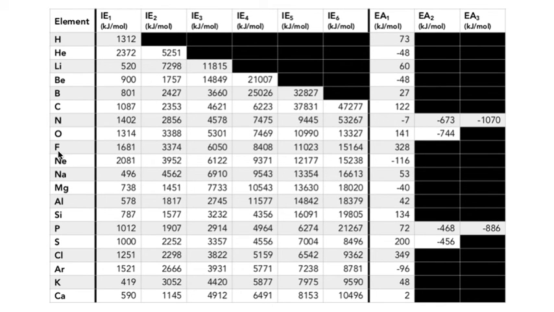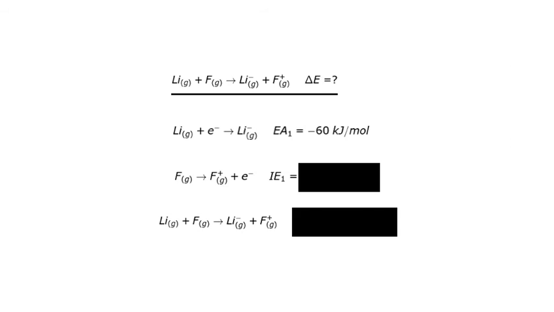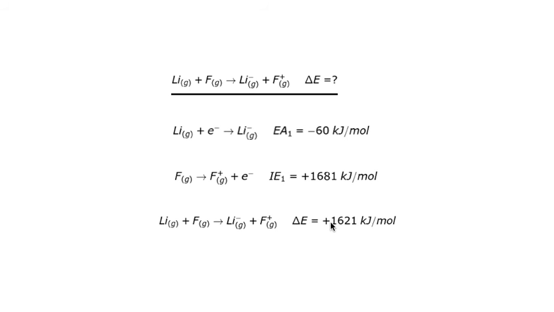And if we look at our table, here's fluorine, and here's our first ionization energy. So that's the energy required to break that bond, and so positive 1681 kilojoules per mole. Of course, if we add these two half reactions together, we can get our change in energy for that process, and that's positive 1621 kilojoules per mole.